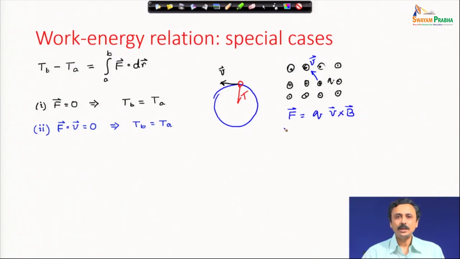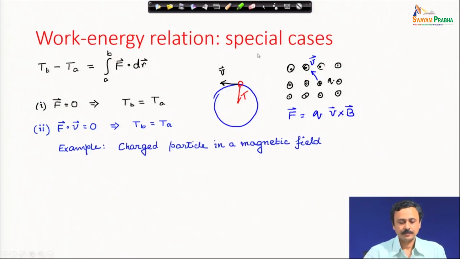Now, V cross B is a vector which is perpendicular to both B and V. What is important here is that it is perpendicular to V. Force is perpendicular to V. Therefore, F dot V must be 0. So, this is another case where F dot V is 0. This is the example: F dot V is 0 in a magnetic field for a charged particle.